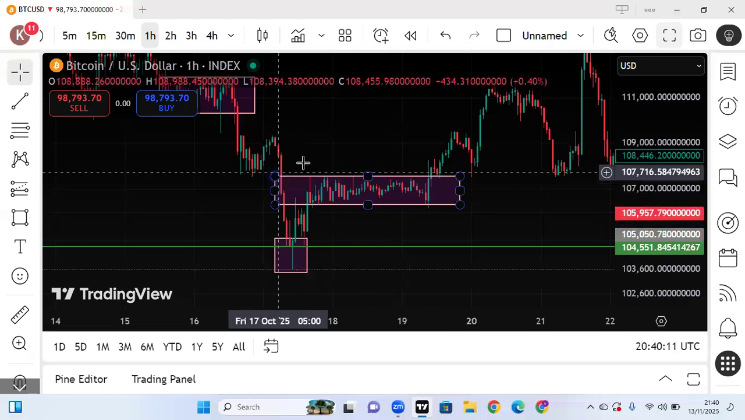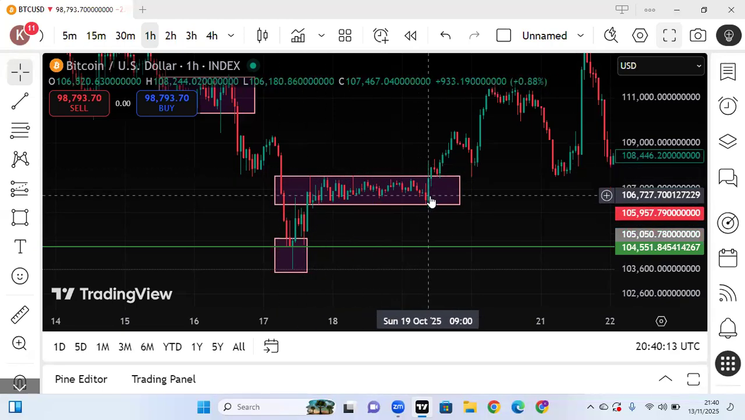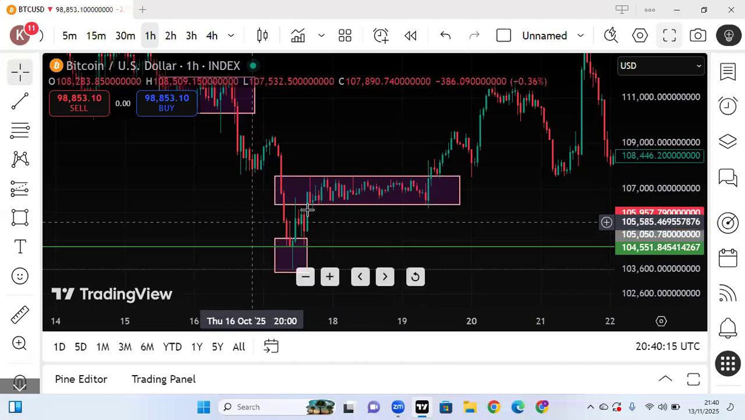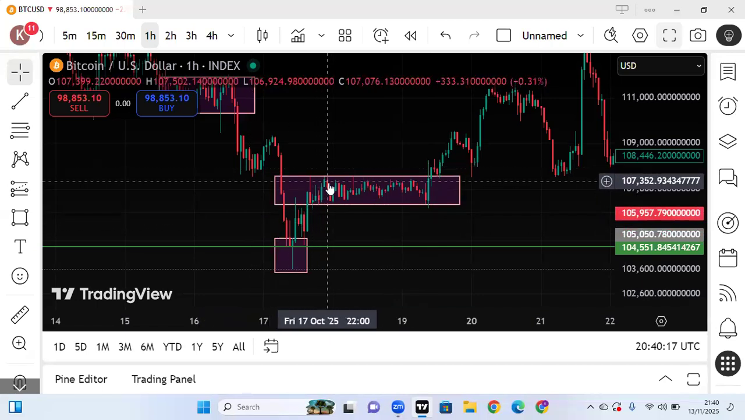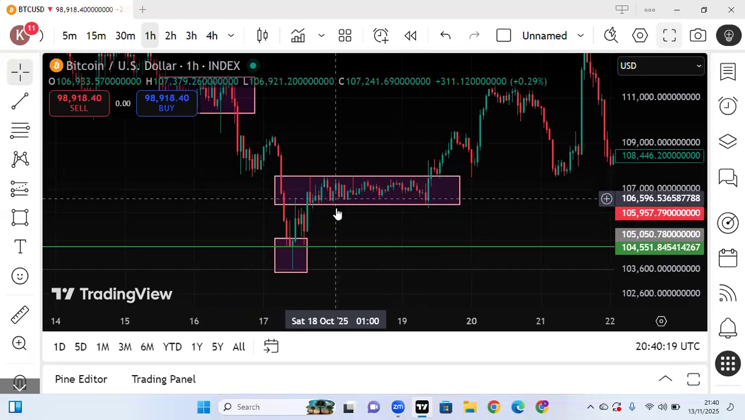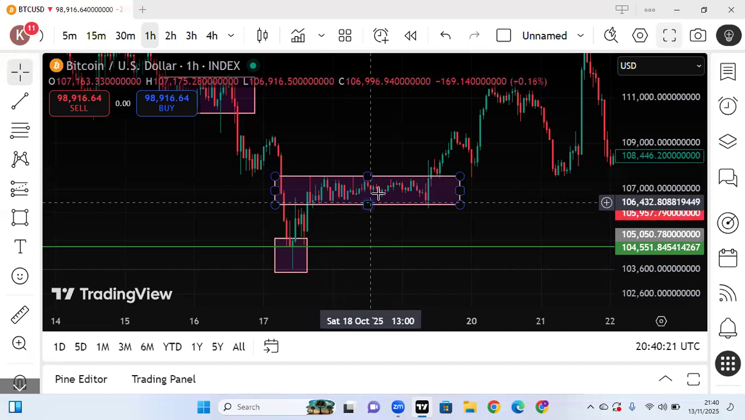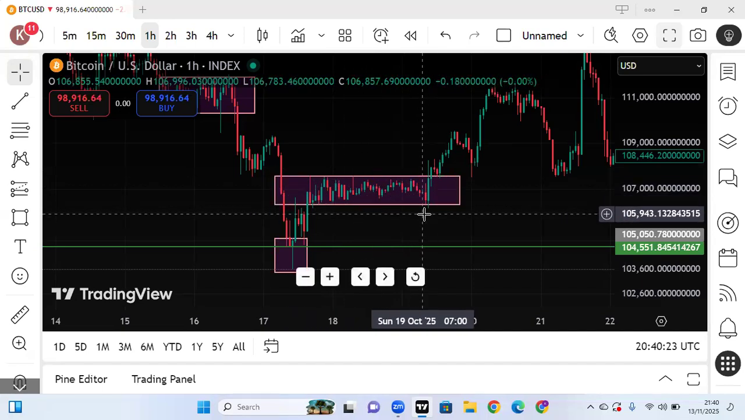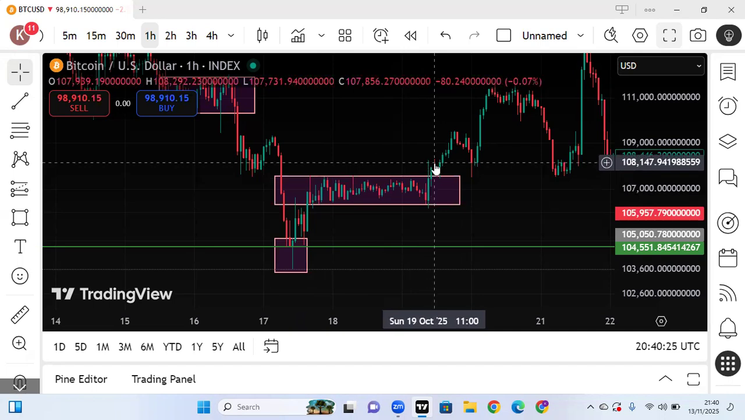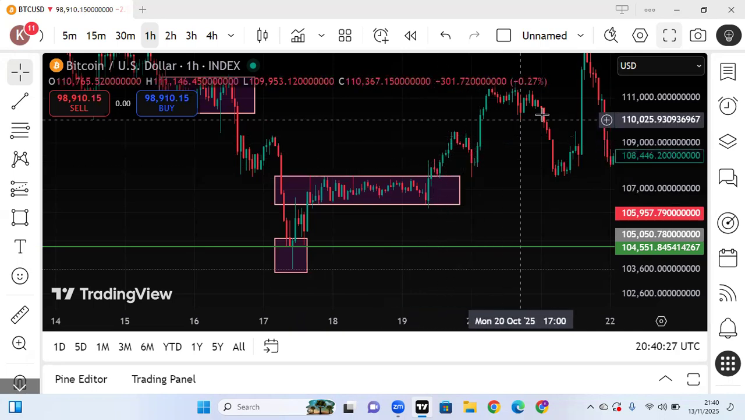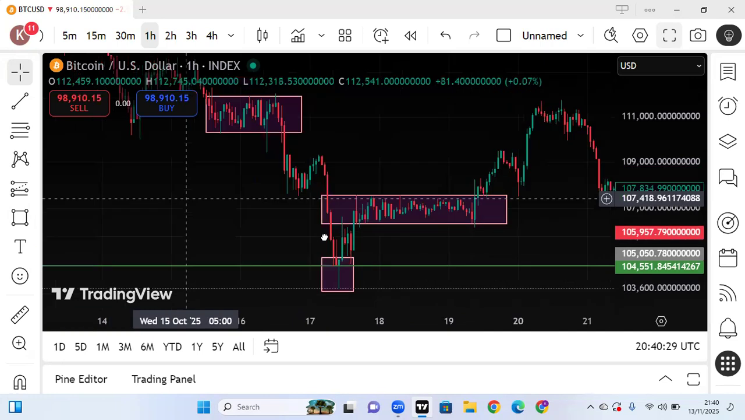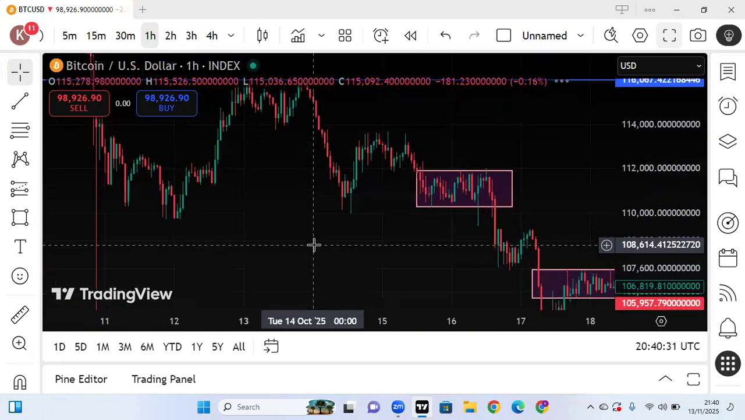This is your support, this is your resistance, because when price gets here, it will bounce up. When it gets here, it bounces down, bounces up, bounces down, bounces up, before it finally broke this place. And then after breaking, it continues the trend. So this is support and resistance for you.